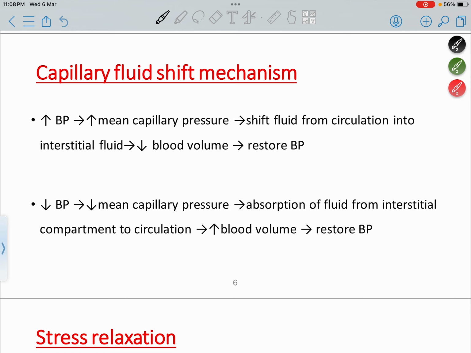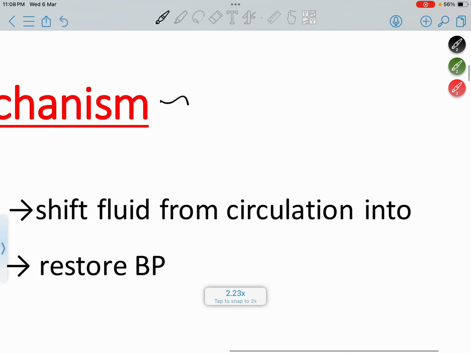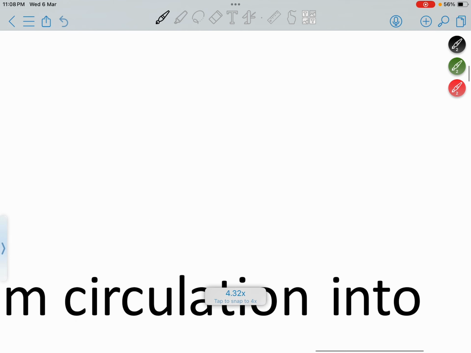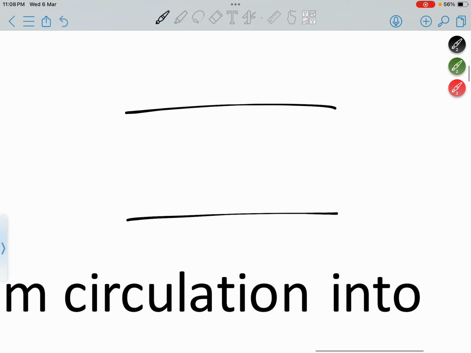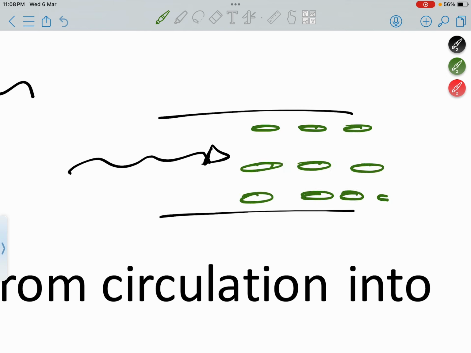So next we will be discussing the capillary fluid shift mechanism. I will explain this in detail. This is the capillary. When there is a high blood flow to the capillary, this is the water, this is the blood, these are the molecules. When there is a high blood flow, the molecules are highly concentrated.